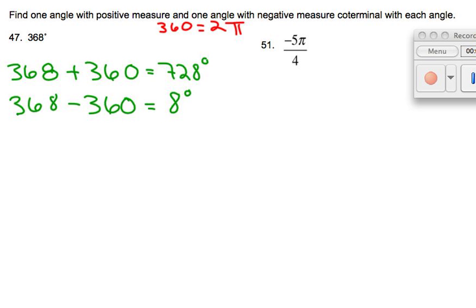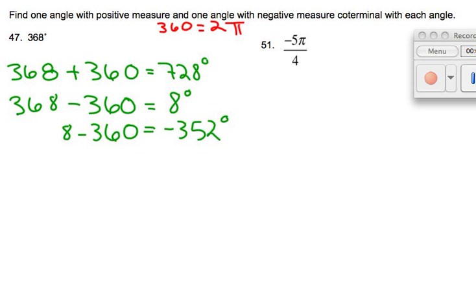In order to get it, I have to take that 8 degrees and I have to subtract another 360 to get my negative one, which means I'll have a negative 352 degrees. So positive answers possible would be 728 degrees, 8 degrees. A negative one would be negative 352.